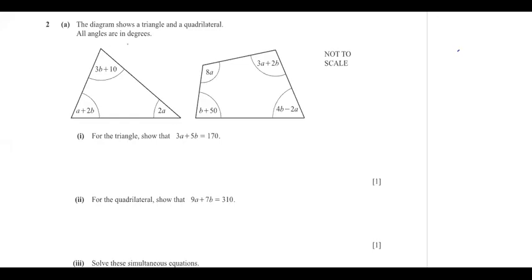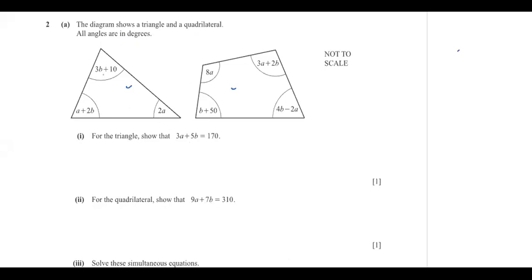Question: the diagram shows a triangle and a quadrilateral. This is a triangle and this is a quadrilateral. A four-sided shape is always called a quadrilateral. All angles are in degrees. For the triangle, show that 3a plus 5b is equal to 170. And for the quadrilateral, show that 9a plus 7b is equal to 310.